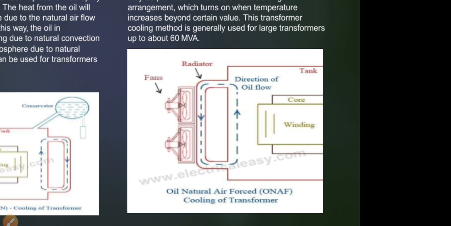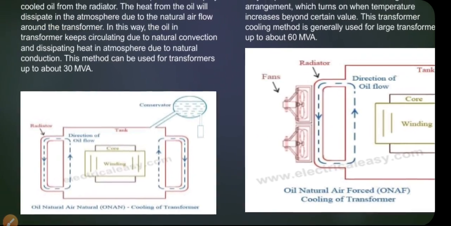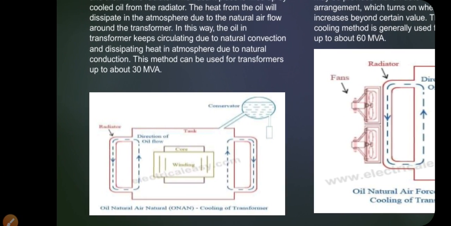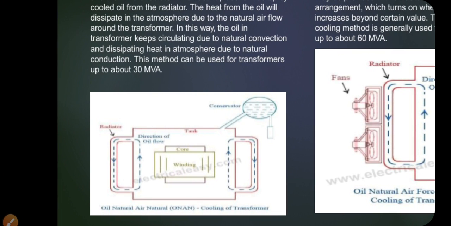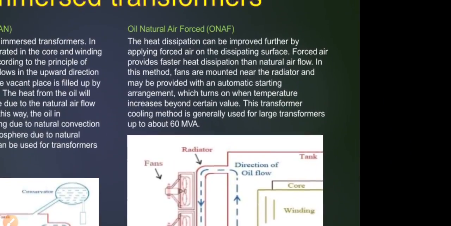The system is like this: a radiator, and two fans will be there. There is no need of any fans like this. On the gap side, the oil will be impinging, and due to the atmospheric condition, it dissipates that power through natural convection. The oil in the transformer keeps circulating due to natural convection. So, this is about the ONAN and ONAF.